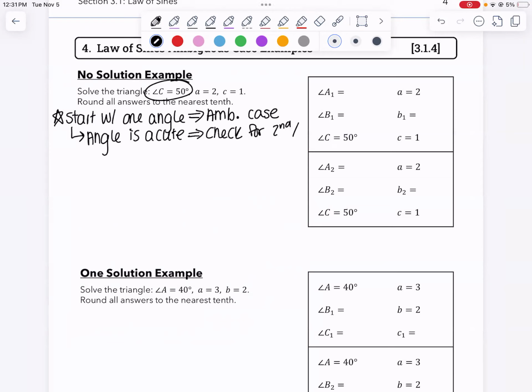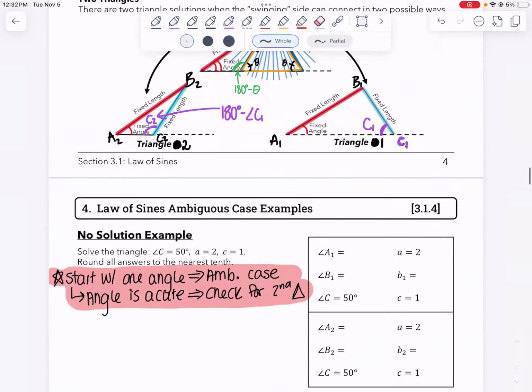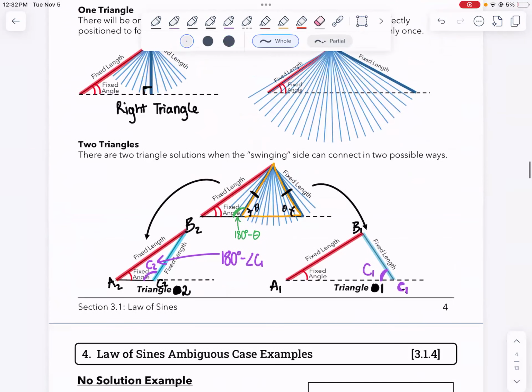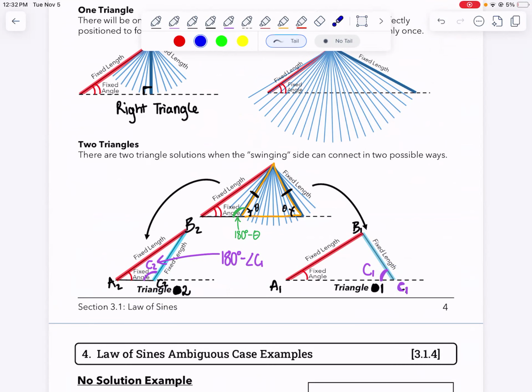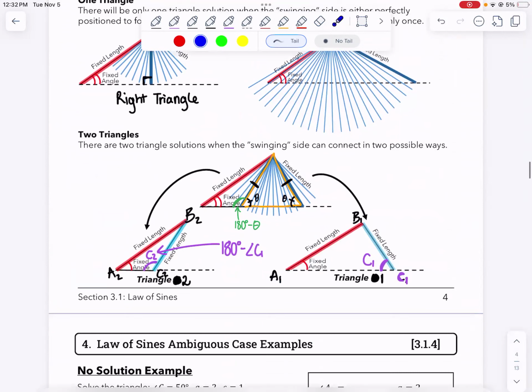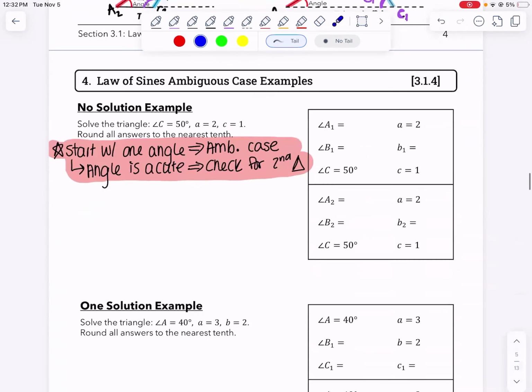Check for second triangle. You always make this note to yourself and put it on your paper when you do a problem like this. It should be the first thing you put down, so that you remind yourself to come back to it. The reason the angle being acute is important is that the two triangle situation produces one acute angle and one obtuse angle. If you start with an obtuse angle, you can't have two obtuse angles in a triangle, so there's not going to be a two triangle situation. So the angle is acute, and that's important.